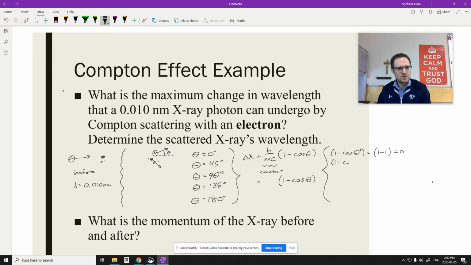Now 1 minus cos 45. Cos 45 is about 0.707, I think it is. Yeah, it's 0.707. So it'd be 1 minus 0.707.